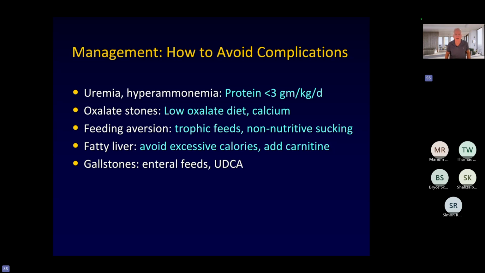All right. Feeding aversion, use of trophic feeds and non-nutritive sucking may help. Fatty liver, avoid excess calories. Carnitine is, I think, sort of a no harm, no foul agent that can be added. It can certainly help in terms of mitochondrial transport of lipids. Most patients are not carnitine deficient, but carnitine is often added to the regimen. And the use of enteral feedings or ursodeoxycholic acid may be helpful in preventing the development of cholelithiasis.